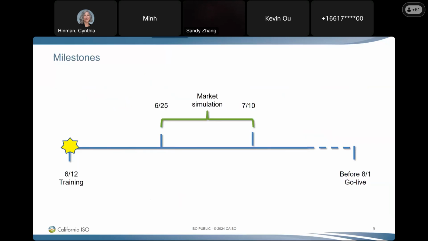So the question is, when is that effective date? Excuse me. So today we're having our training. Market simulation will start on June 25th. And we anticipate going live before 8/1.